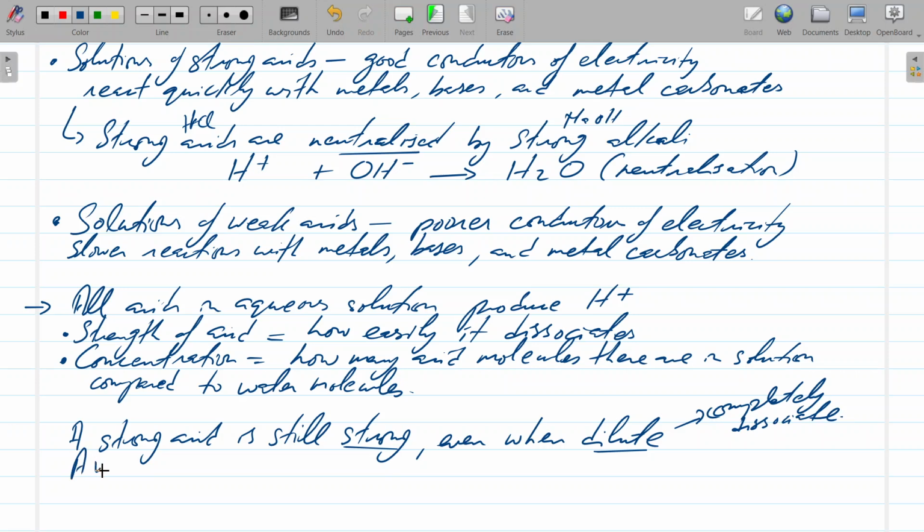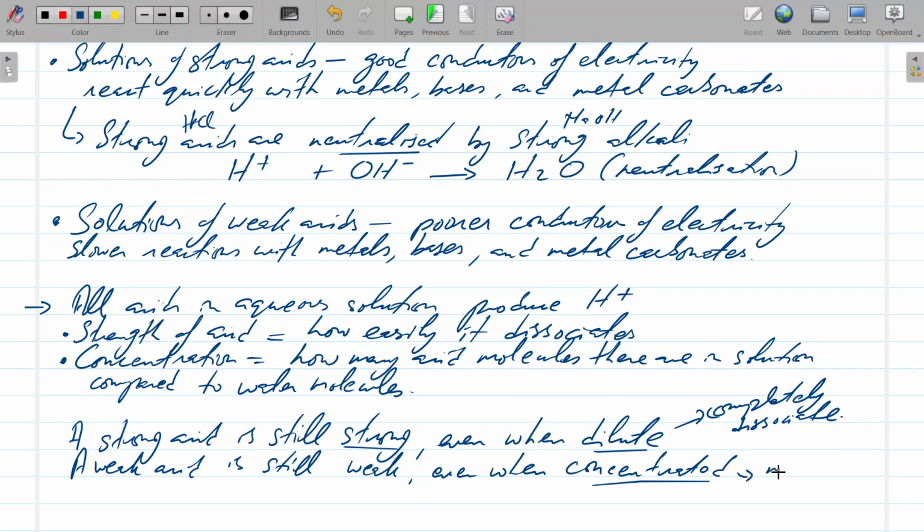And a weak acid is still weak, even when concentrated. Why? Again, the dissociation. They will not dissociate readily. Concentration just means that there's more of the acid molecules as compared to the water molecules in that solution.